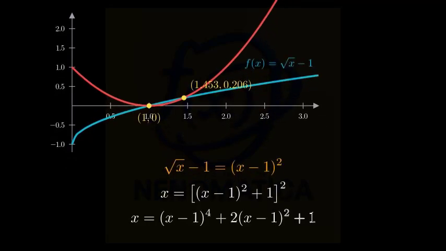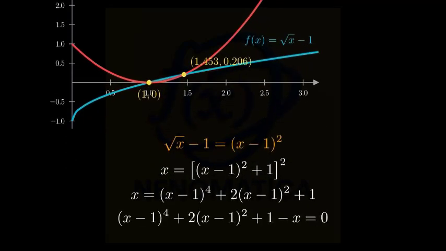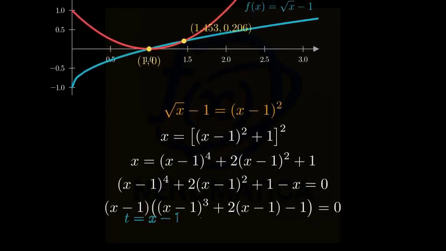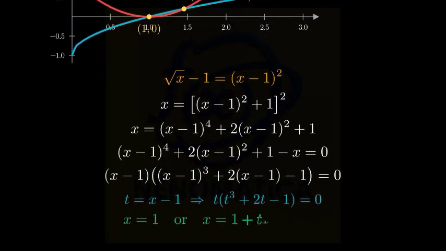Expand the right-hand side. It becomes quantity x minus 1 to the fourth plus 2 times quantity x minus 1 squared plus 1. Move the x to the left to set the equation equal to 0. Factor out one copy of x minus 1. Let t equal x minus 1. Then we get t times quantity t cubed plus 2t minus 1 equals 0. So either t equals 0, giving x equals 1, or t satisfies the cubic t cubed plus 2t minus 1 equals 0, which has one real root near 0.453, giving x approximately 1.453.